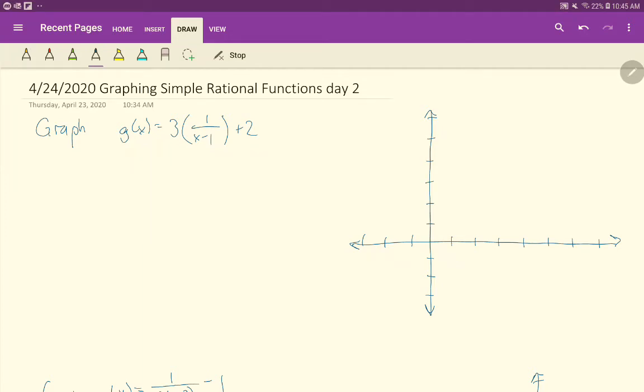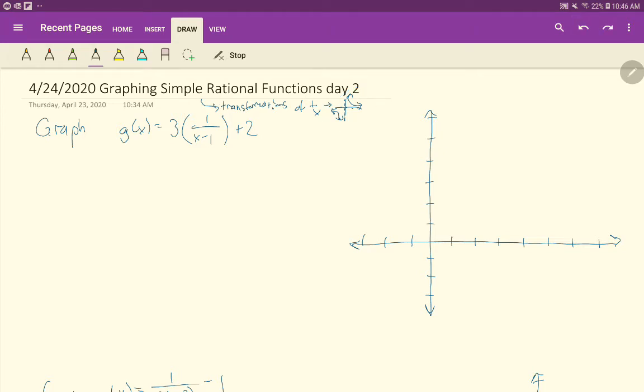Today we are going to be talking, on our second day, about graphing simple rational functions. And again, that word simple is not really a specific vocabulary word here. It's just simple because these are all going to be transformations of 1 over x, which, if you remember from yesterday, has a vertical asymptote at 0, a horizontal asymptote at y equals 0, and the graph looks something like that. So all of our graphs will be transformations of this little graph right here.